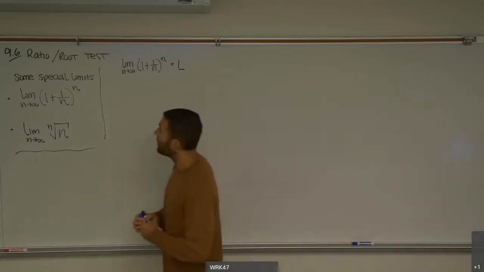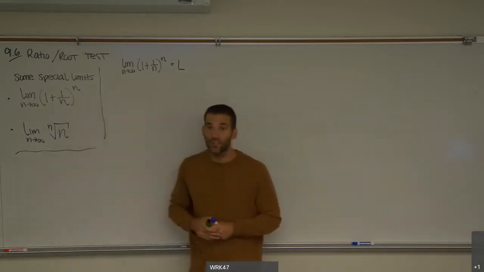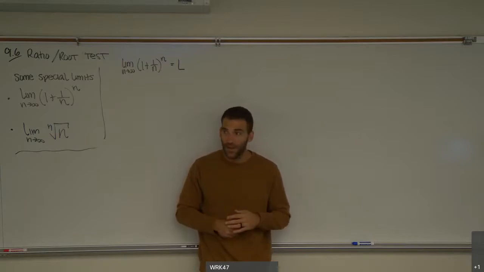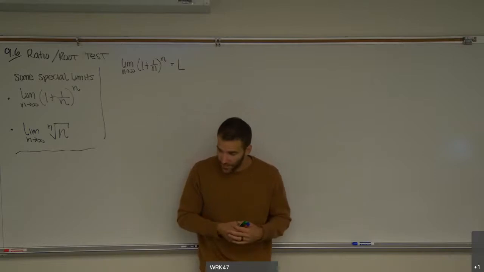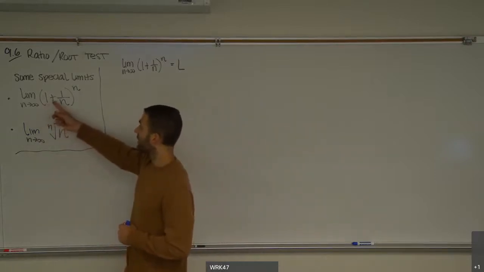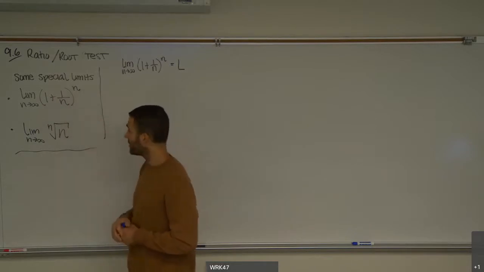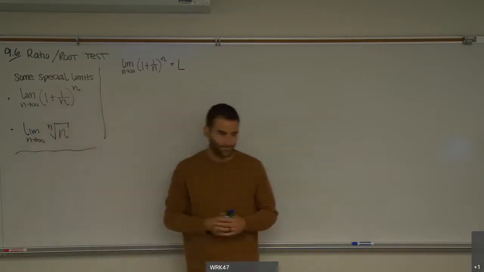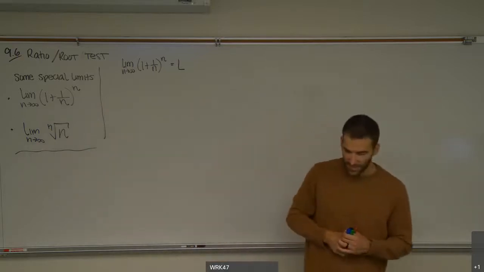Welcome back. We're going to wrap up 9.6 on the ratio root test by looking at some additional examples of using the ratio root test, maybe some more involved examples. And before we can get to those examples, I want to note two special limits that are going to become useful. The limits are the limit as n goes to infinity of (1 + 1/n)^n, and also the limit as n goes to infinity of the nth root of n. These are two special limits that we're going to look at.